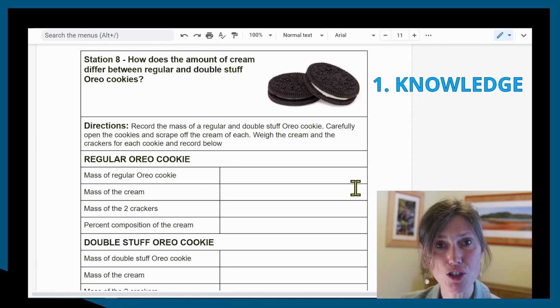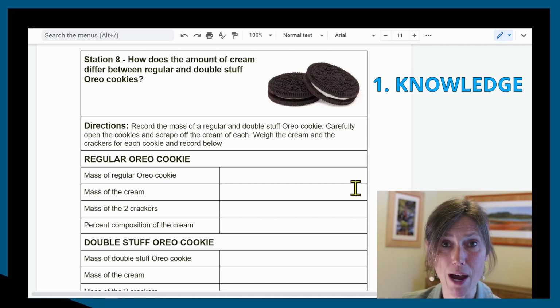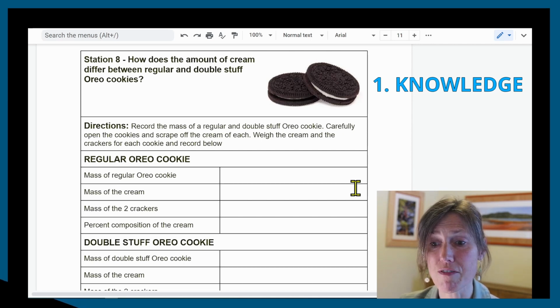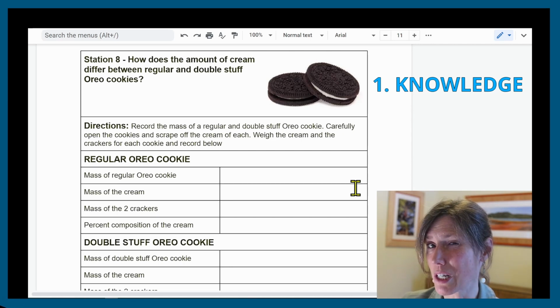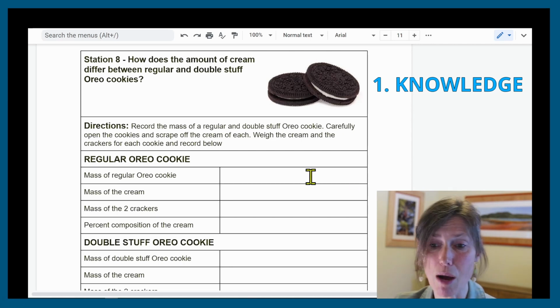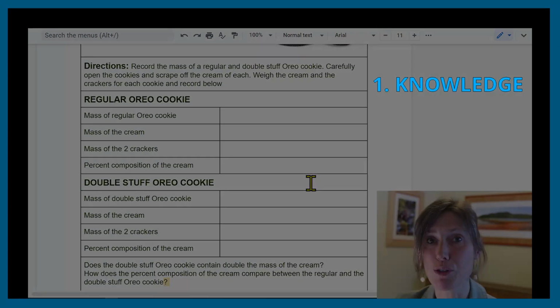And then they're going to scrape the cream away from the cracker, take some measurements, and figure out the percent composition of the regular Oreo cookie compared to the double stuff. Is it actually double in terms of the cream? Does that also mean it's double in terms of percent composition? Well, that's for them to figure out.